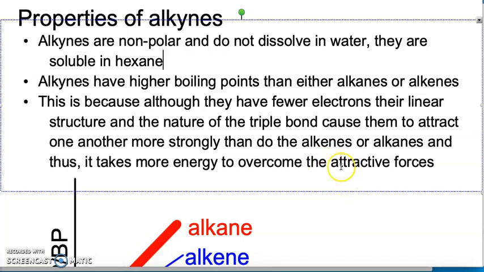So when we think about intermolecular forces, these guys, just like alkanes and alkenes, have only London dispersion forces. So London dispersion forces, if you remember back to last year, how strong they are depends on 2 things. The first thing is the number of electrons, right? The more electrons I have, the stronger they're going to be. The second thing is the shape. And what we find is the more linear the shape is, the more contact area there is between them. So the stronger that attraction is going to be.